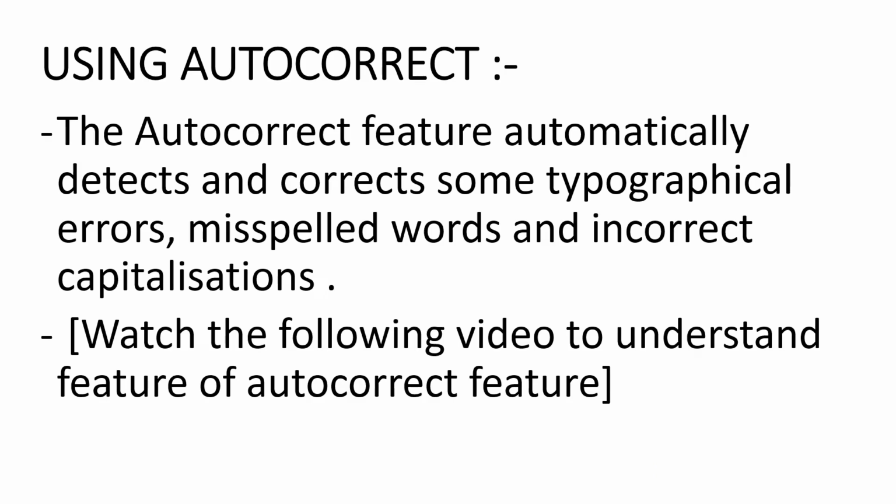Now the next part that we are going to see is using autocorrect. The autocorrect feature automatically detects and corrects some errors, misspelled words, and incorrect capitalizations. We don't have to move again and again to the spelling and grammar check. If the autocorrect feature finds any word wrong, then it automatically corrects that word, and also misspelled words and incorrect capitalizations. Now we are going to see how to use this autocorrect feature in MS Word.